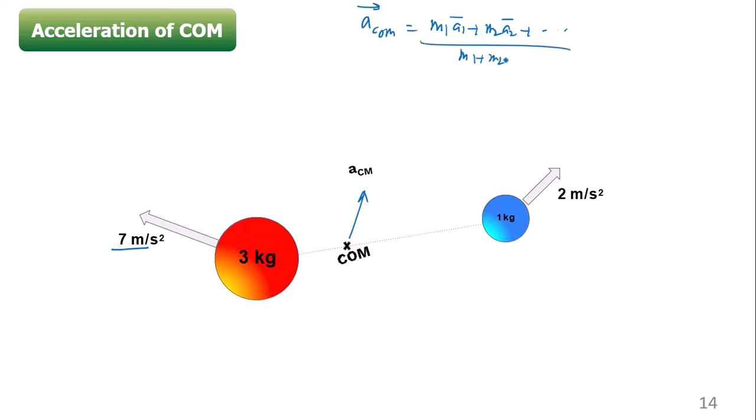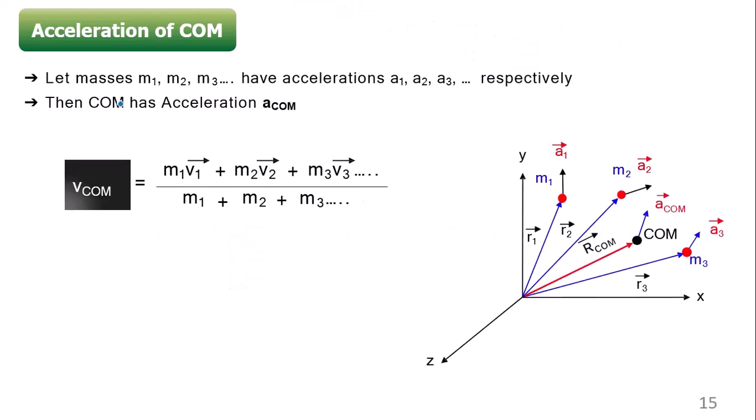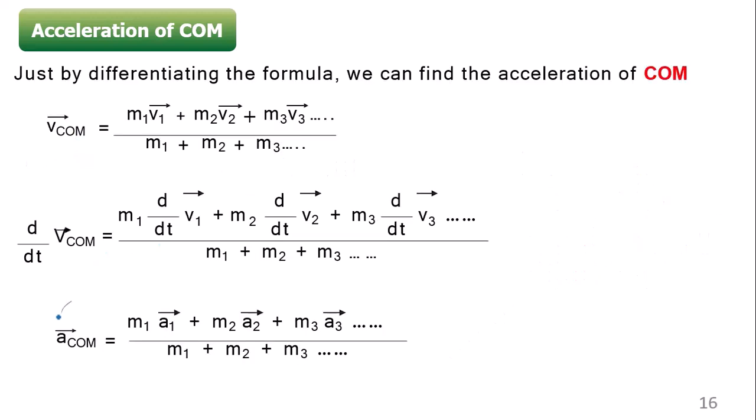So the same formula can be applied to find the position, the velocity, or the acceleration. All are the same type of formula. So what is the gist? The gist is that in order to apply this formula, one important consideration is that the particles must be point masses.